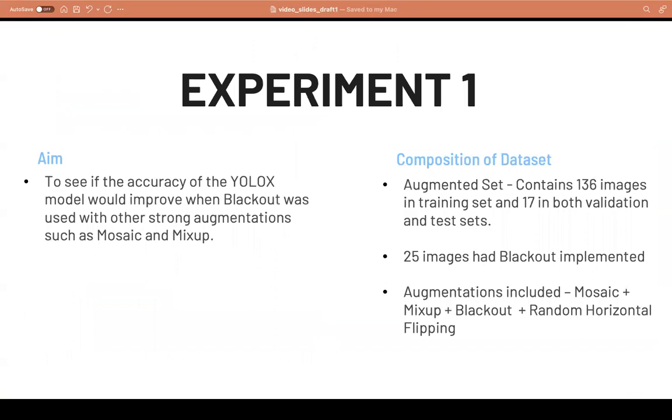So in the first experiment, our aim was to see if the accuracy of YOLO X would increase if we added Blackout to the default strong augmentations of YOLO X, which are Mosaic and Mix-Up. In the training set, there were 25 images that had Blackout, and the augmentations in use in total were Mosaic, Mix-Up, Blackout, and random horizontal flipping.